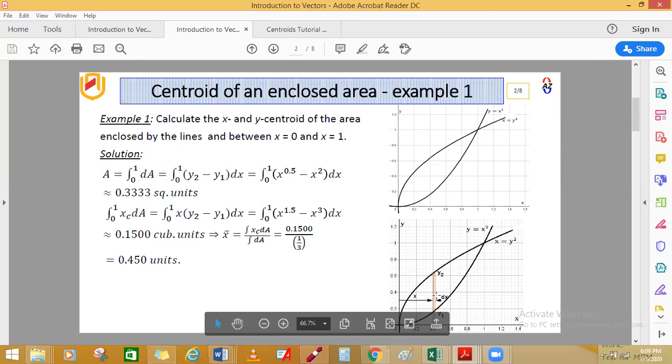As you can see here, they've taken a small piece that will be moving around to cover the entire area, the enclosed shape. Again, they want you to find for x and for y. Let's do that.